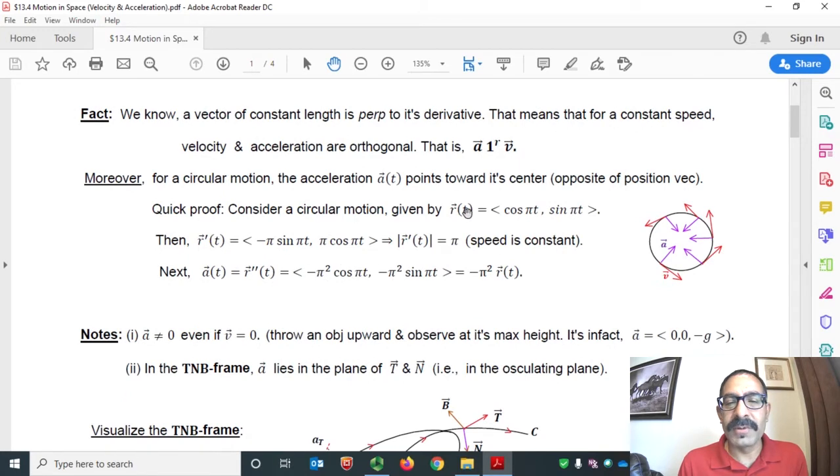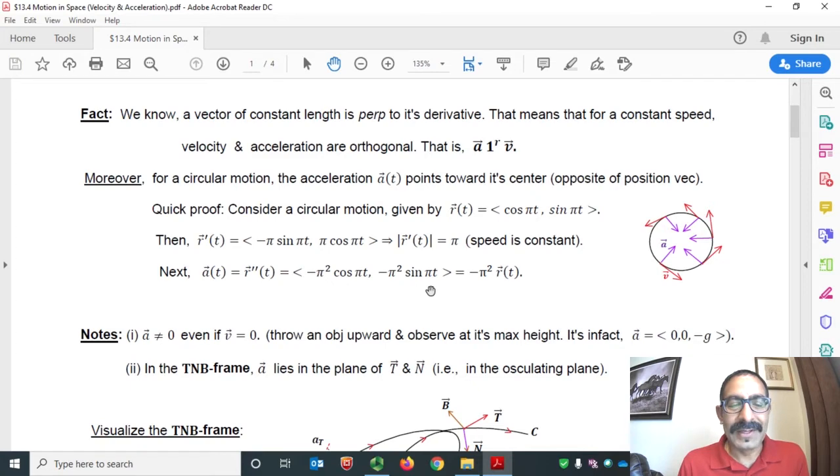Consider a circular motion given by r equals cosine pi t, sine pi t. Take the derivative of r, find the magnitude of r prime, which is pi, so we have a constant speed. Next, acceleration equals the second derivative of r, which turns out to be negative pi squared times the position function, negative pi squared r(t). So that means opposite direction of the position vector. So the acceleration points inside toward the center of the circular motion.